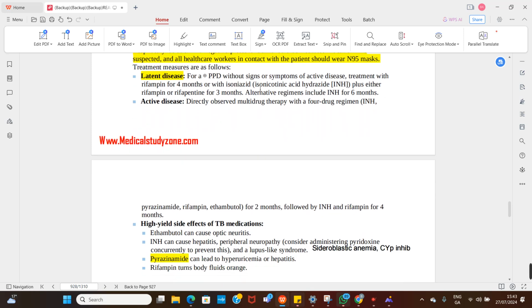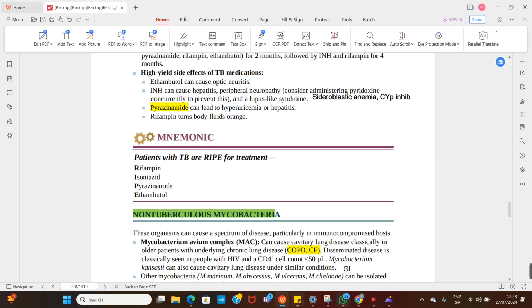Okay. Active disease, you have to give directly observed treatment. So I give the 4 of them: rifampicin, ethambutol, pyrazinamide, and isoniazid. I give the 4 of them for a lesser time, 2 months. Don't forget the algorithm. That's where you remember. Once you are giving more drugs, it's going to be for a shorter time. So the 4 of them for 2 months, and only isoniazid and rifampicin for 4 months. Total 6 months. What are the side effects that you should not forget?